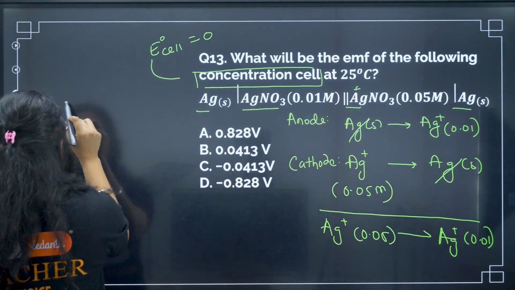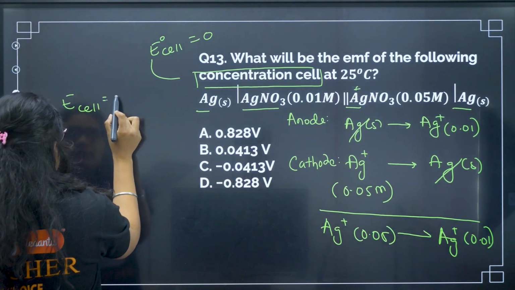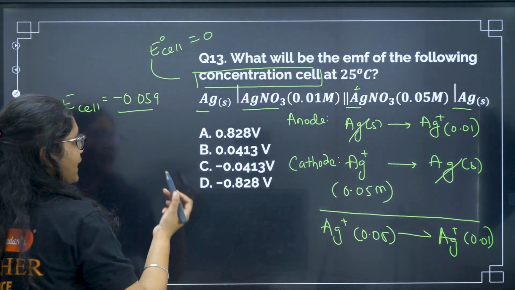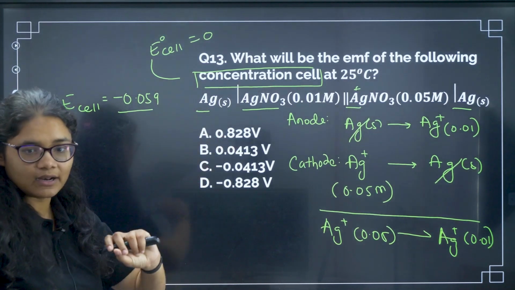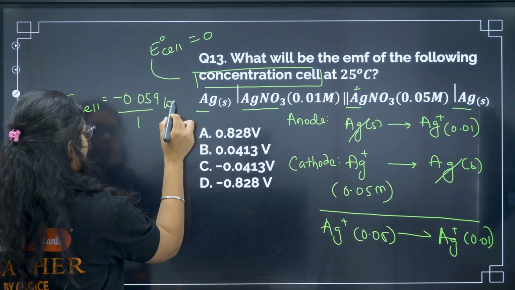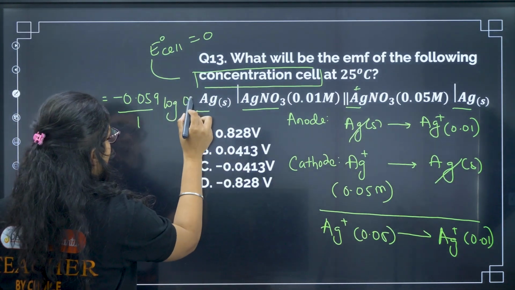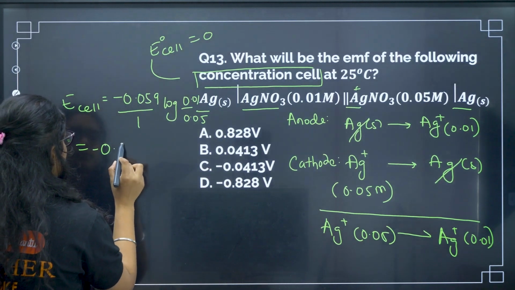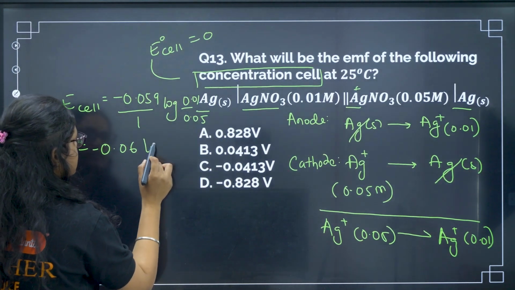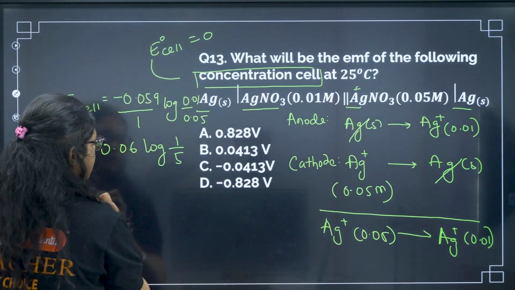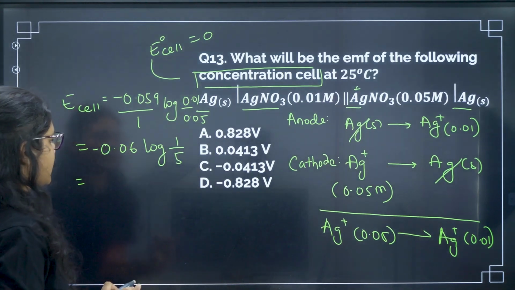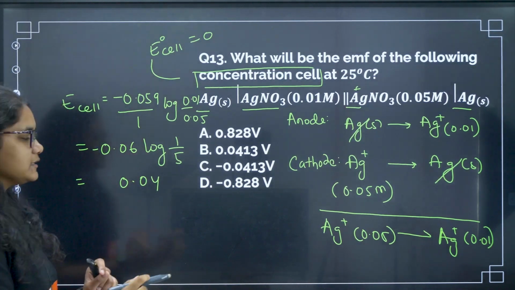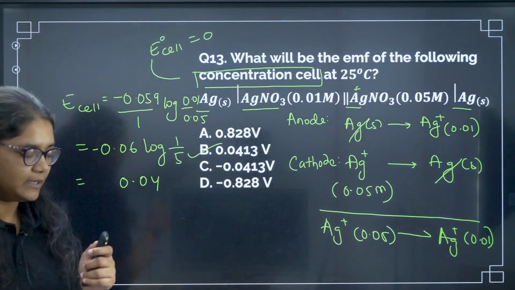So now I can calculate E of the cell, which will be equal to minus 0.059 by n. The n value for silver is 1, so n is 1, log of 0.01 by 0.05. So I can write minus 0.06 for easy calculation, log of 1 by 5, right? If we solve this, the answer you will get is around 0.04. Okay, so the correct answer for this question is option number B.